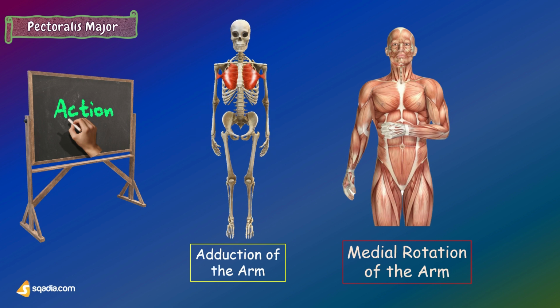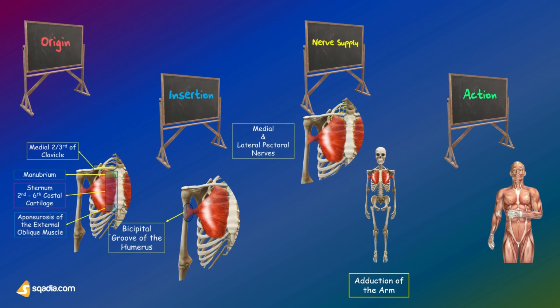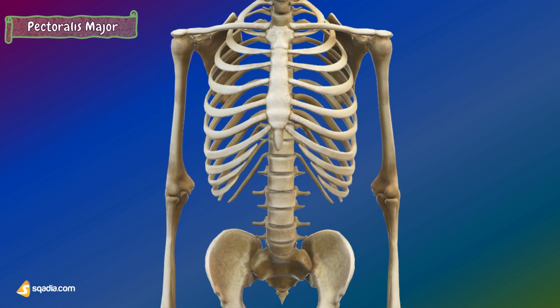For example, we have already mentioned that the pectoral region connects the upper limb to the anterolateral chest wall. So the muscle that originates from the chest wall inserts into the upper arm, draws the arm towards the body, that is adduction of the arm. That is all about the pectoralis major muscle.